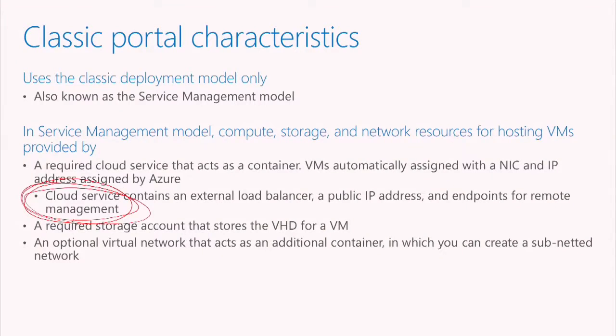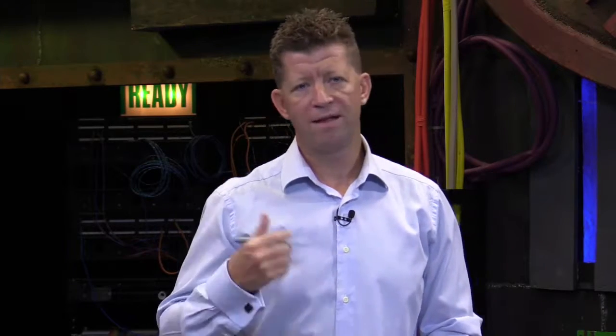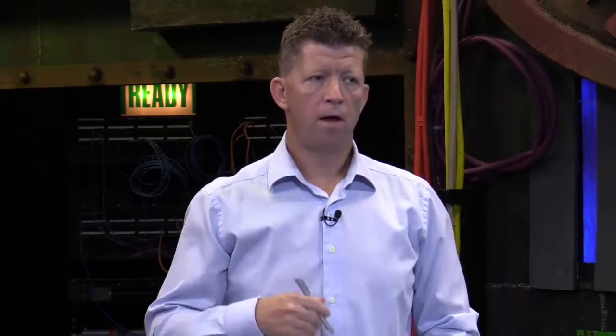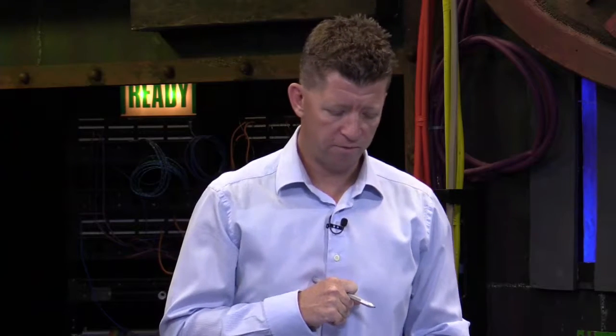So we'll look right here. You'll notice it mentions that it was wrapped up in what was called a cloud service. The cloud service acted as a container for objects. So when you deployed, for example, a virtual machine, it was deployed within a cloud service, which is where things like the networking came from. It's where things like the IP addresses came from. And you manage these cloud services as a way of managing the virtual machines.